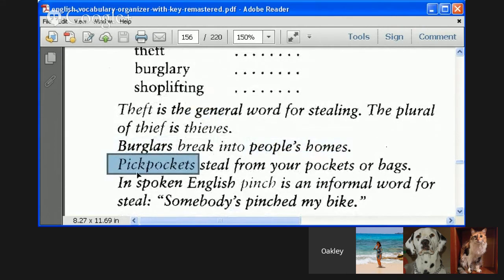Pickpockets is another criminal. A person is a pickpocket when they steal from your pockets or your bags. They don't take something and run away like a purse snatcher takes your bag and runs down the street. A pickpocket very quietly and subtly takes things out of your pockets. In English, pinch is an informal word for steal. Somebody pinched my bike. More used by British, but absolutely known by Americans and sometimes used by Americans.